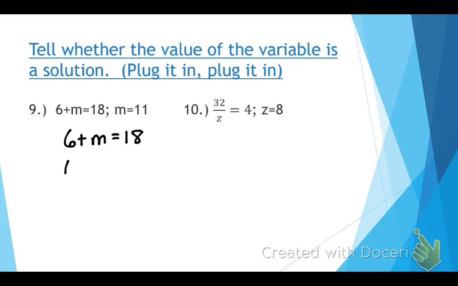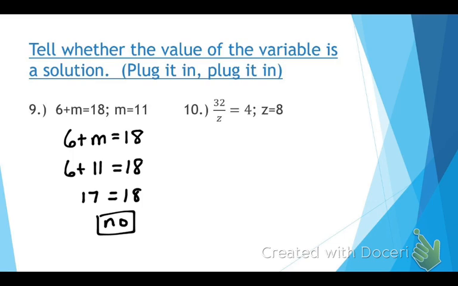6 plus 11 equals 18. You're working down. What is 6 plus 11? 17. So you put 17 equals 18, and then you put no and box in no, because you were trying to figure out, is it an answer? No, this could not be a solution to that problem. Any questions for him on that? Let's go to the next one.